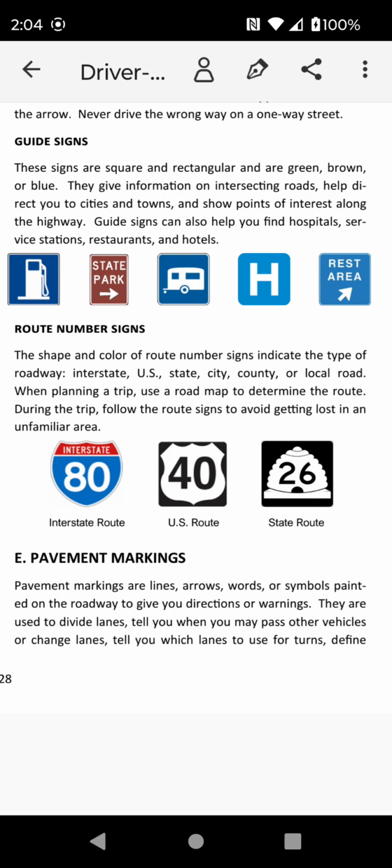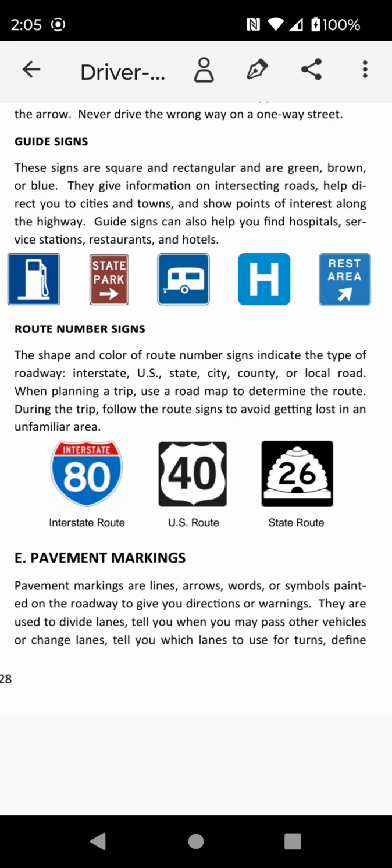Then you've got your route number signs. Now the shape and color of route number signs indicates the type of roadway: interstate, U.S., state, city, county, or local road. When planning a trip, use a road map to determine the route. During the trip, follow the route signs to avoid getting lost in an unfamiliar area. Interstate route, U.S. route, or state route. Basically, you've got your Interstate 80, U.S. Route 40, or State Route 26. Got your little beehive symbol for Utah, because we are the state of bees, I guess.